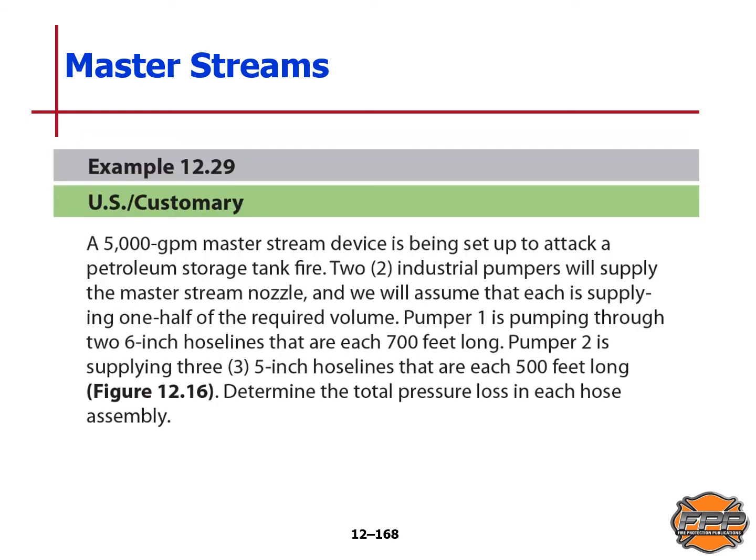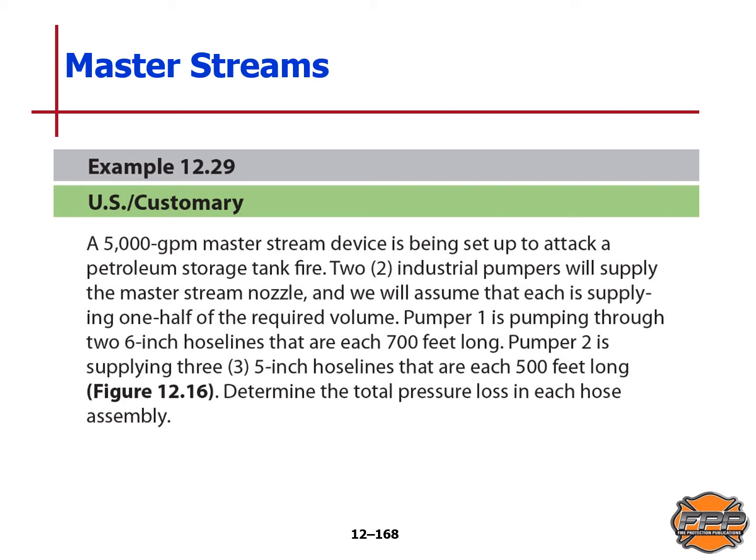Here's an example. This is 12.29 from your text. A 5,000 gallon per minute master stream device is being set up to attack a petroleum storage tank fire. 2 industrial pumpers will supply the master stream nozzle, and we will assume that each is supplying 1/2 of the required volume. Pumper 1 is pumping through 2 6-inch hoselines that are each 700 feet long. Pumper 2 is supplying 3 5-inch hoselines that are each 500 feet long. This is demonstrated in figure 12.16.